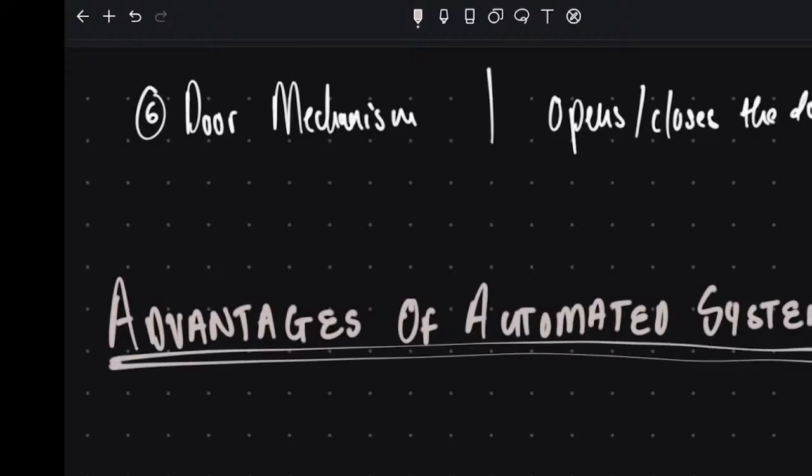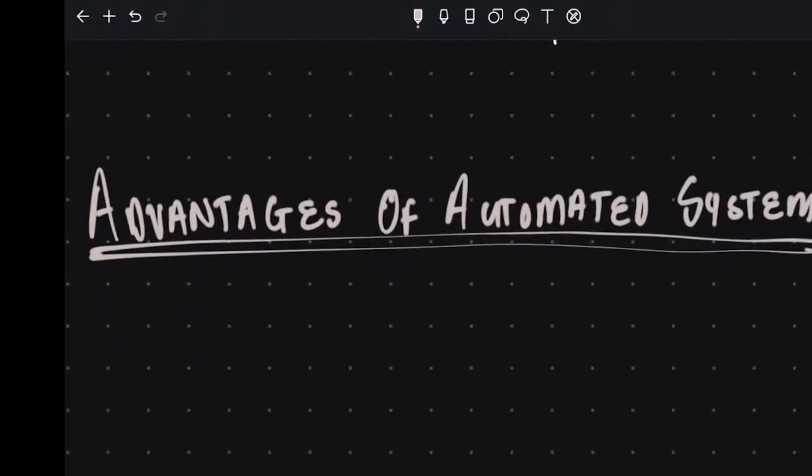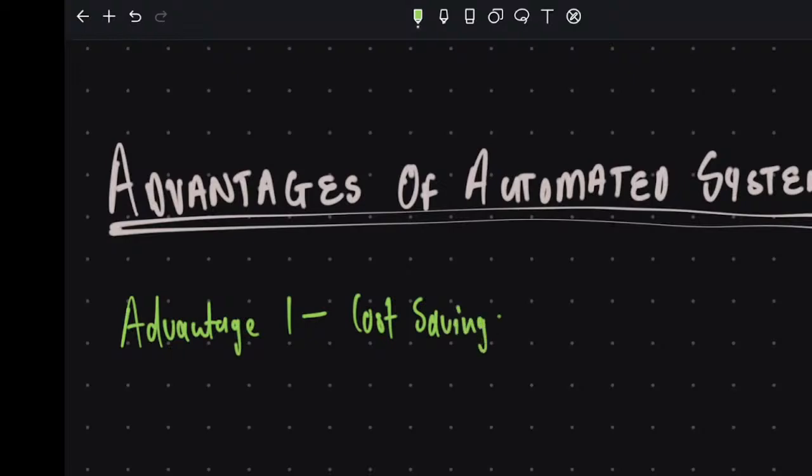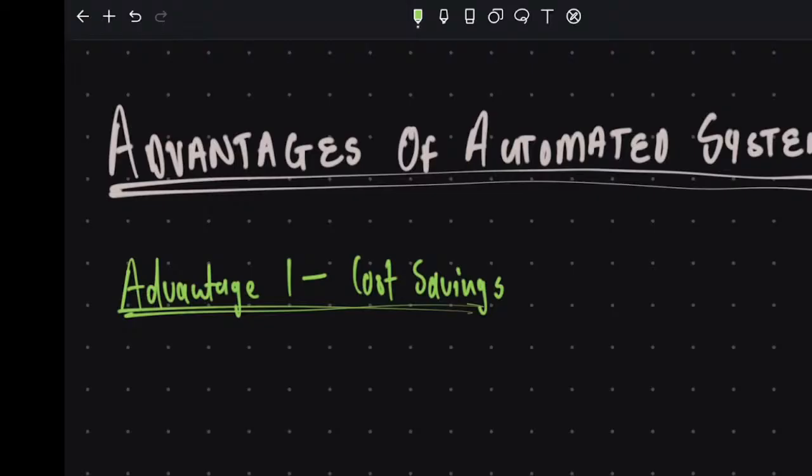Advantages of automated systems. Advantage 1, you should know the advantages and the disadvantages. Advantage 1 is cost savings. In other words, long-term costs. When you look at the long-term costs of this, you're going to have them being cheaper than having manual systems or human beings altogether.